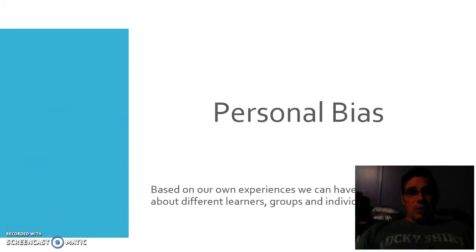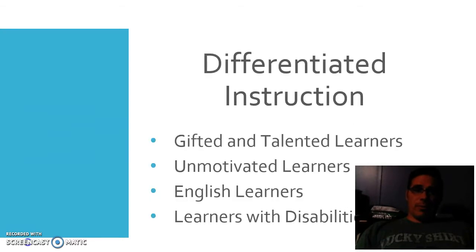So, one of the things we also have to pay attention to is our own personal biases. This can make a huge impact on whether or not we are successful in teaching our learners the skills that are needed. Based on our own experiences, we can have assumptions about different learners, groups, and individuals. And we must keep in mind that we have to think about that. We can't go in assuming that just because someone is of a particular color or race or religion, maybe they are not as educated or intelligent as the next individual. So that's just something we have to keep in mind as we approach our learners.